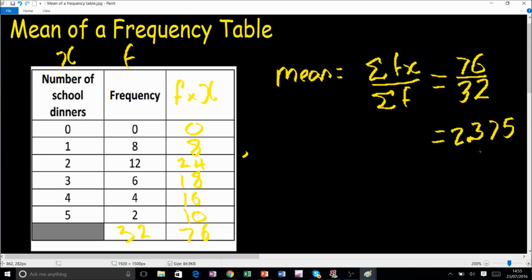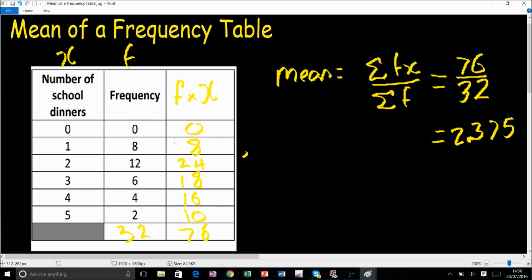So 2.375. If you want, you can leave it like that, or if you've got to interpret it, you could say that on average the kids have about 2 school meals. You can't say students have 2.375 meals because that's just not possible. Okay, so you'd say on average students have 2 school meals. Okay, that would be the average or the mean of a frequency table.